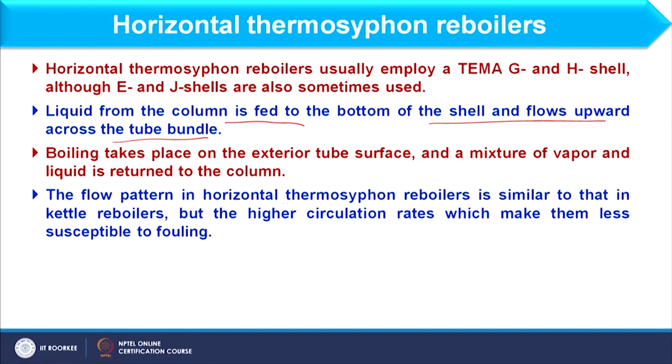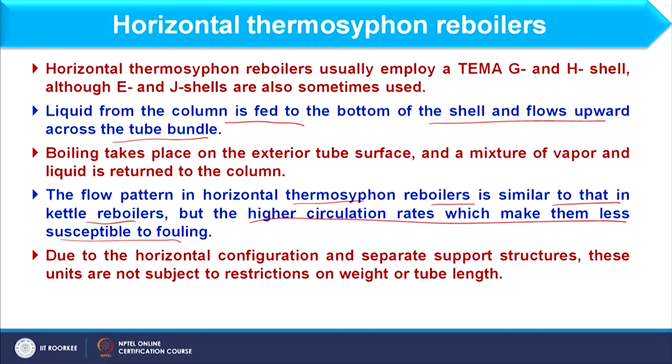So, flow pattern in horizontal thermosiphon reboiler is similar to that in kettle reboiler, but high circulation rates make them less susceptible to fouling. Okay. So, the placement of kettle reboiler as well as horizontal reboilers are same. However, we have added advantage in horizontal thermosiphon reboiler that it has less fouling, okay, in comparison to kettle reboiler, but kettle reboiler has added advantage because it considers vapor liquid separation section along with vapor generation. Okay. So, that is not the case with vertical thermosiphon or horizontal thermosiphon reboiler. Okay.